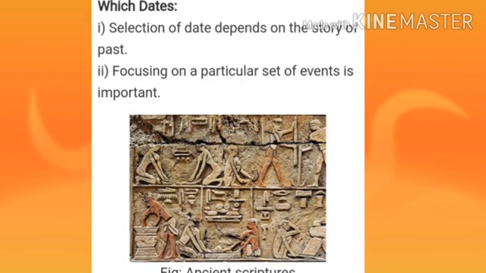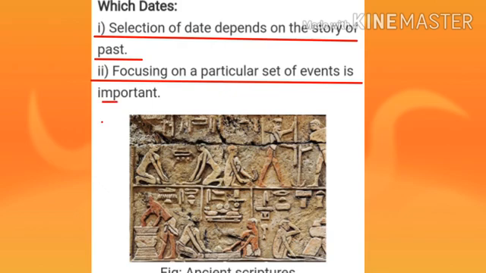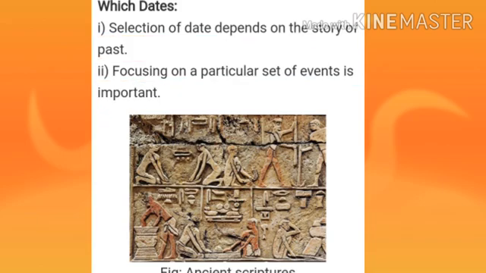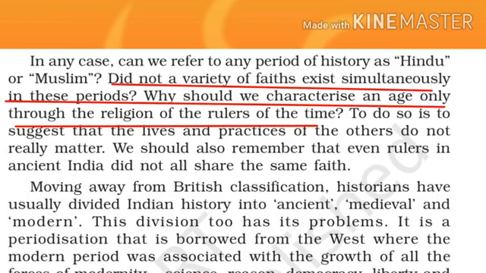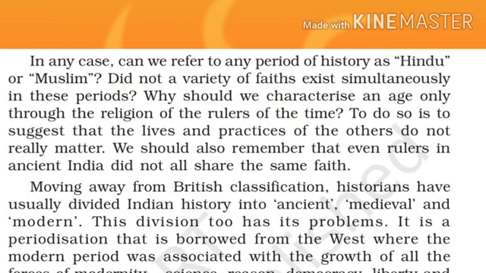But the concept and study of history has changed now, and more emphasis is given to why things happen and not only on when they happen. So here we can say the selection of dates depends on the story of the past, and focusing on a particular set of events is important. So here the question worth considering is how historians categorized these dates.